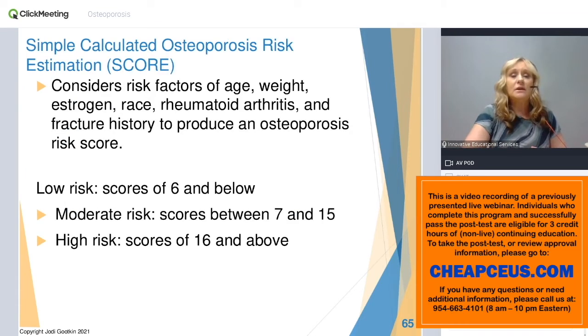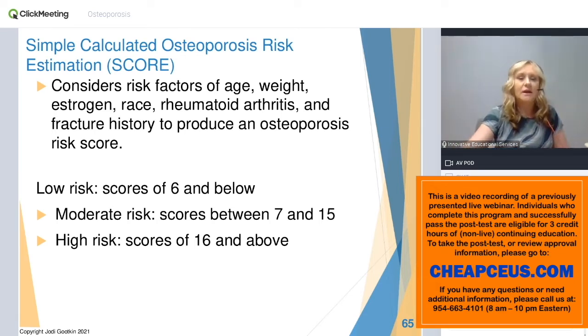The Simple Calculated Osteoporosis Risk Estimation, abbreviated, this is the SCORE test. It is not simple. It's actually a complex calculation, so the name is a little ironic, not to diminish its validity in any way. It's complex because it looks at all the different indicators, and it also pulls in estrogen levels, race, fracture history to try and come up with an osteoporosis score. They're again looking at specific locations of fractures. Has there been a rib, wrist, or hip fracture after age 45?